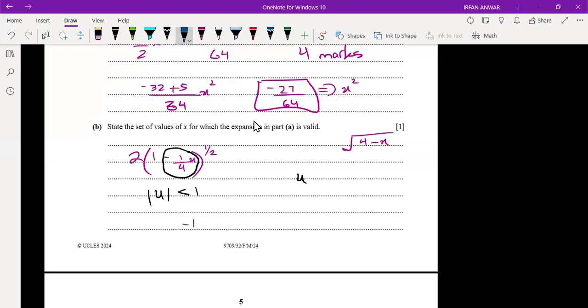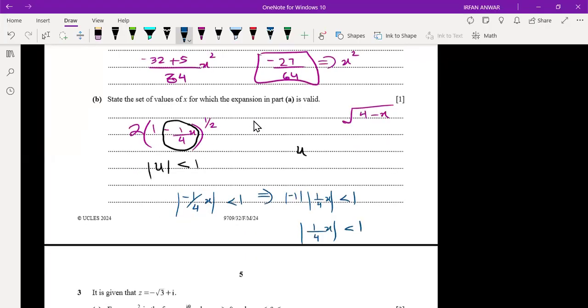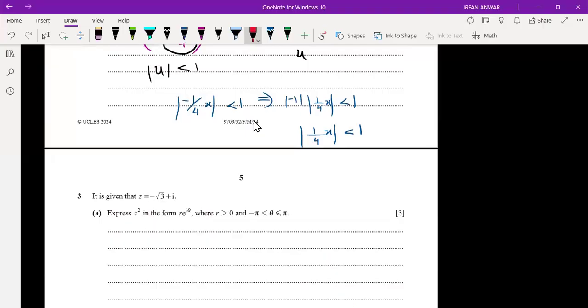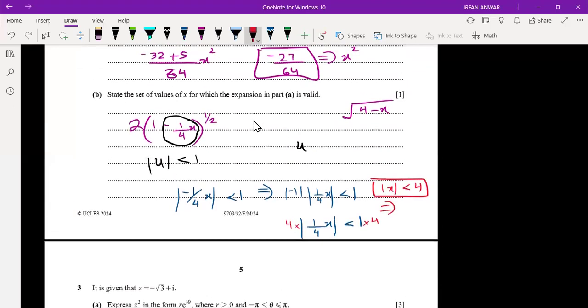So this is simply minus 1 upon 4 x inside the modulus is less than 1, and you know the modulus function. So this minus 1 comes under modulus, and 1 upon 4 x comes under modulus. The modulus of negative 1 is simply 1, and this becomes modulus of x upon 4 is less than 1. And because now we have all positive terms, we can multiply both sides by 4. So we get modulus of x has to be less than 4 for this expansion to be valid. This is another 1 mark, which is very easy.